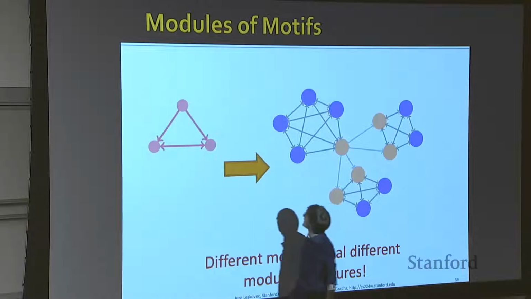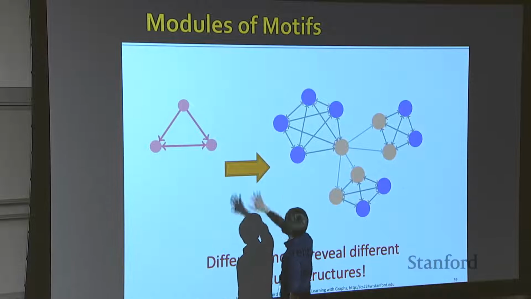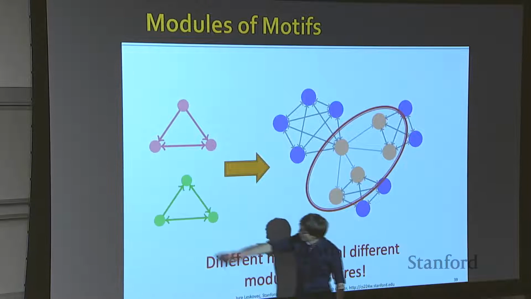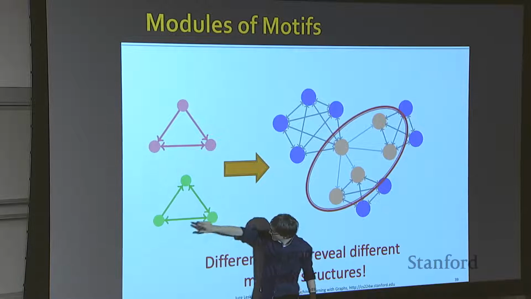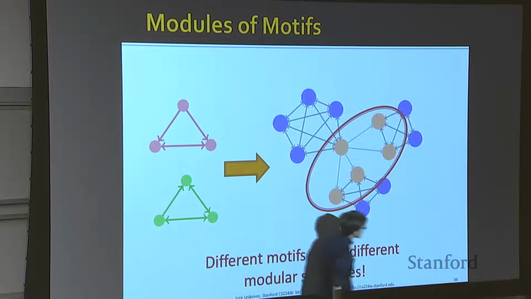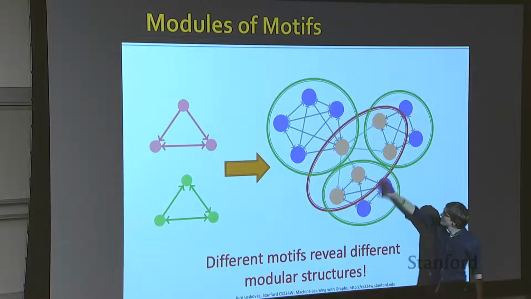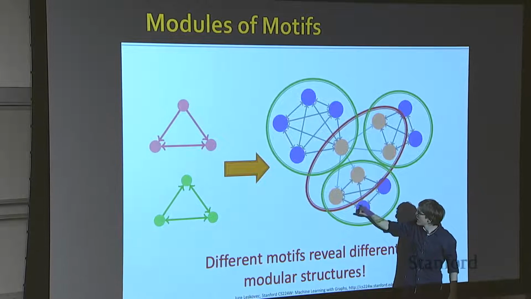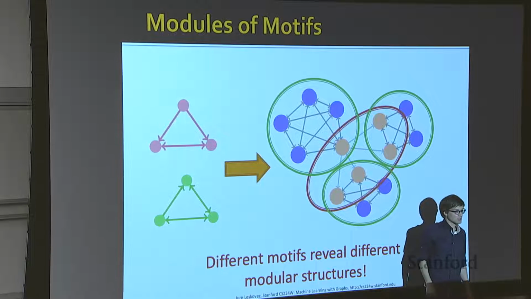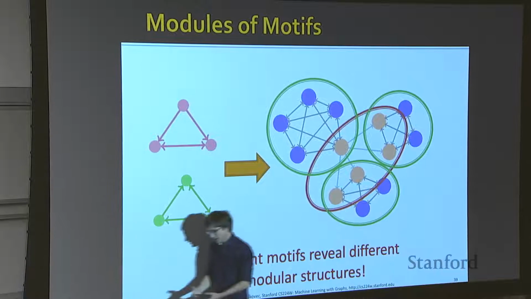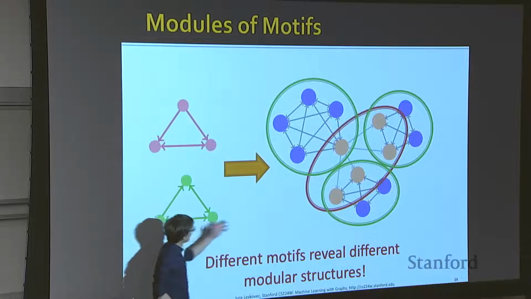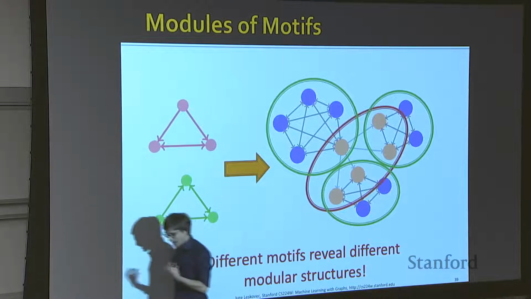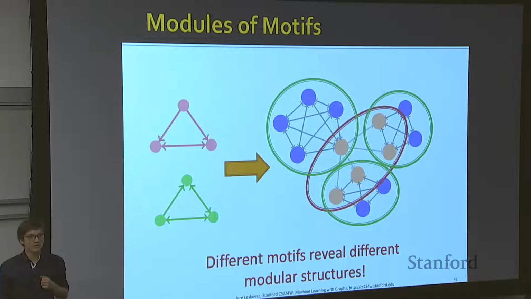But for a different motif, these would be the clusters. Now I have 2 bidirectional edges and a unidirectional edge. The clusters I would want to identify would be these clusters, because I have bidirectional edges and a unidirectional edge. So the point is that different motifs will reveal different clustering structure. So the question is, can I cluster my network based on the motifs?